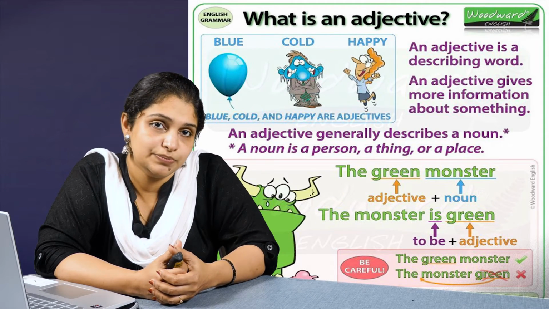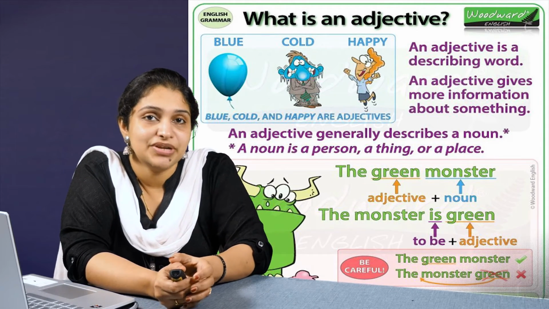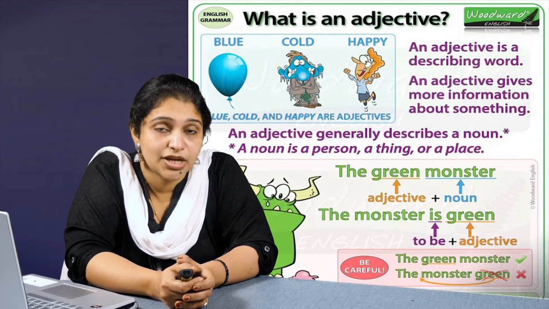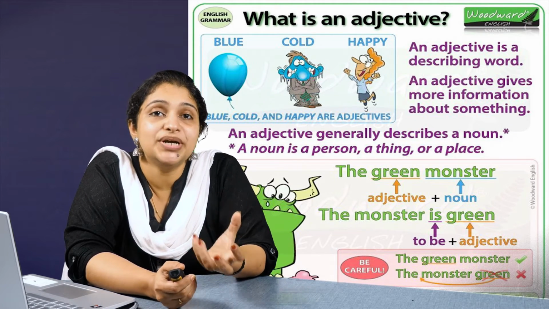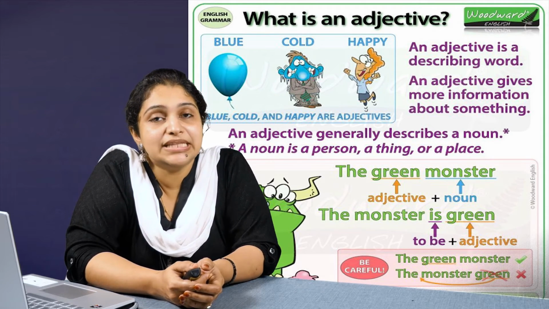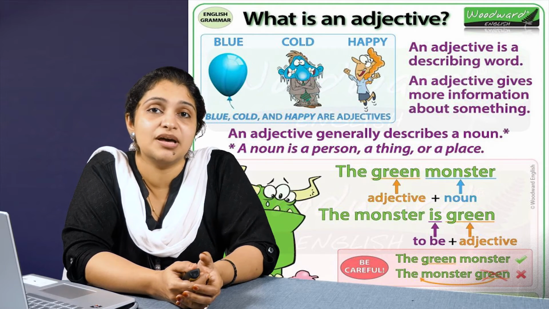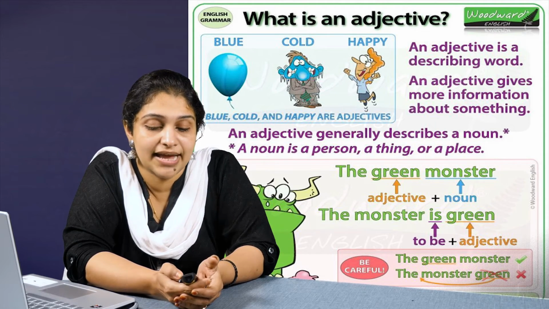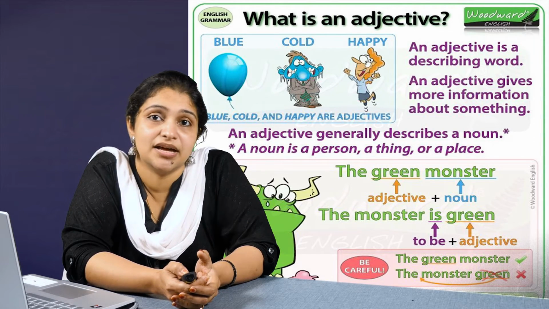Now look at the balloon. What kind of a balloon is it? It's a blue balloon. Look at the creature there, which is feeling very cold, and the boy who is really happy. So the words blue, cold, happy, green, all these give you details and information and descriptions about the nouns, and they are hence called adjectives. So an adjective describes a noun.